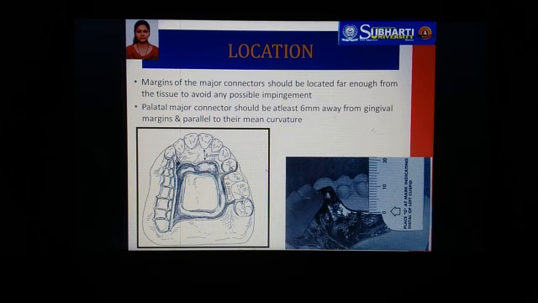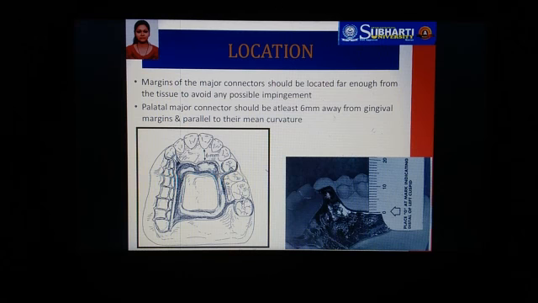We all know that in the anterior area the rugae and the incisive papilla are present. So we do not want any undue pressure over that area. So we will provide a distance of at least 6 millimeters from that area, so that there is no kind of impingement to the soft tissue.